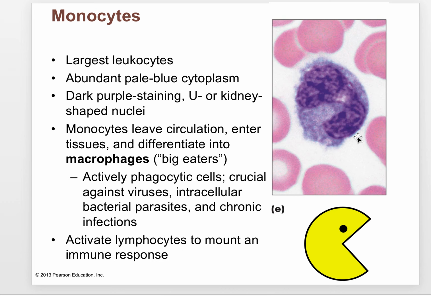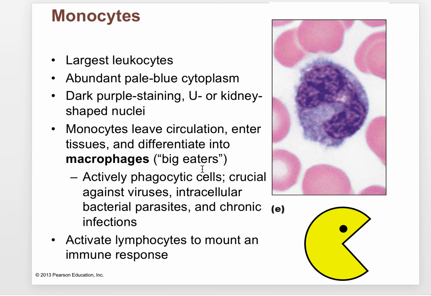And monocyte, this is the largest of the leukocytes. It has an abundant pale blue cytoplasm and a deep, dark staining U-shaped, kidney-shaped nucleus. This nucleus shape kind of reminds me of Pac-Man. These are Pac-Man cells. They're macrophages.